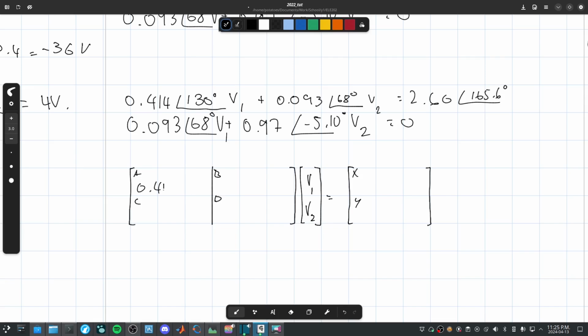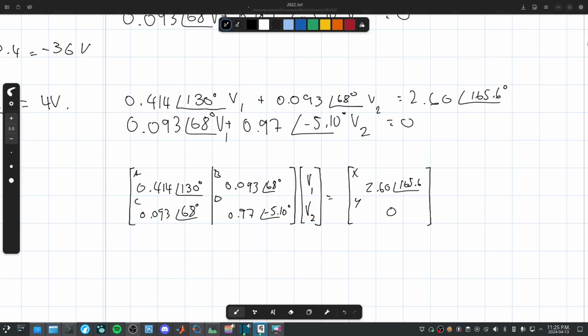So 0.414 with a phasor angle of 130 degrees. 0.093 with a phasor of 68 degrees. And 0.97 with a phasor of negative 5.10 degrees. The x here is 2.60 with a phasor of 165.6. You're literally just copying down what you've already solved.